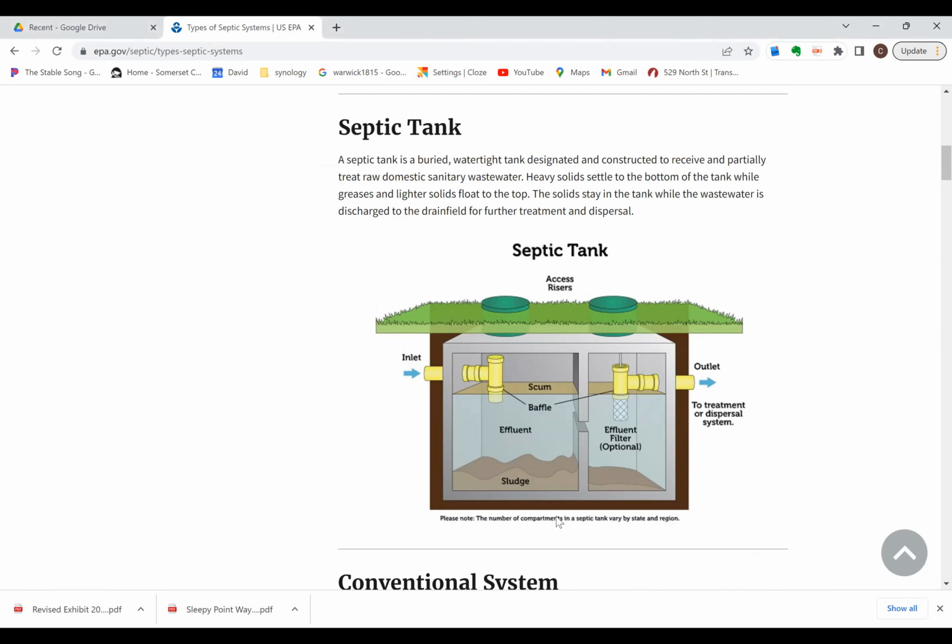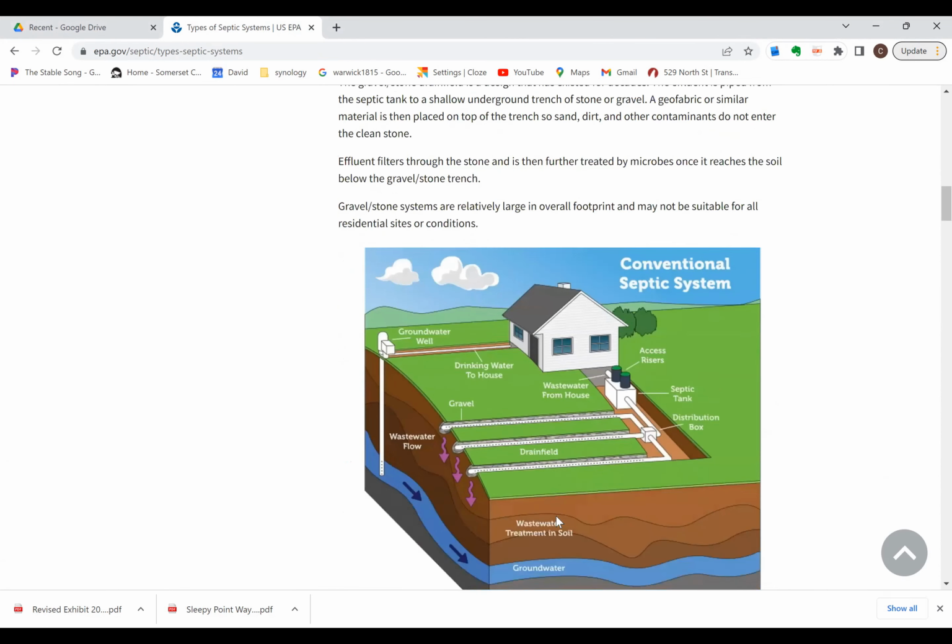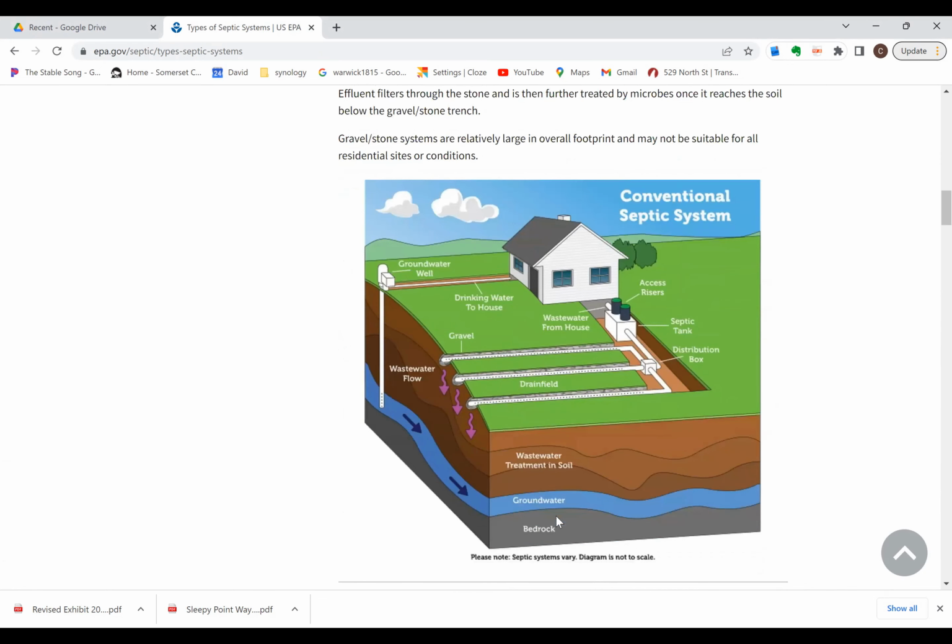We have the inlet, we have the outlet, we have the scum, the baffles. That is a conventional system. This is what it looks like when it's installed in the ground.